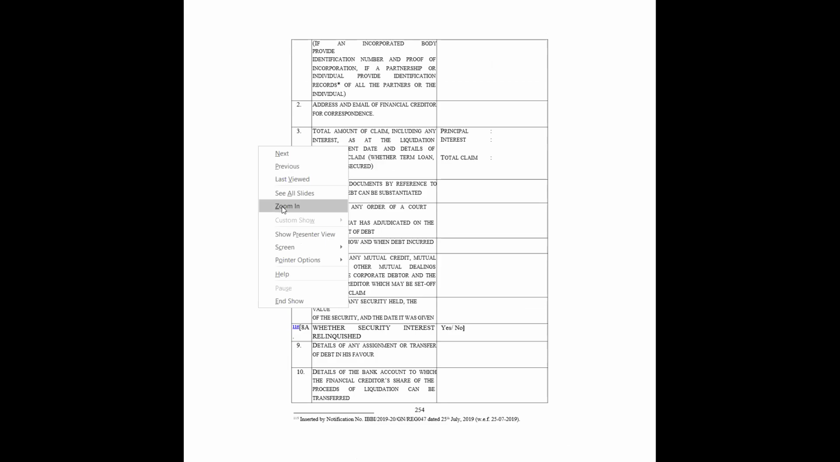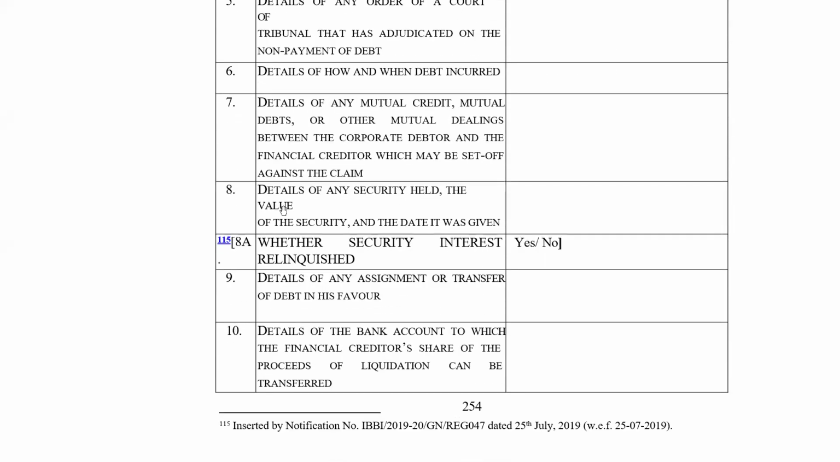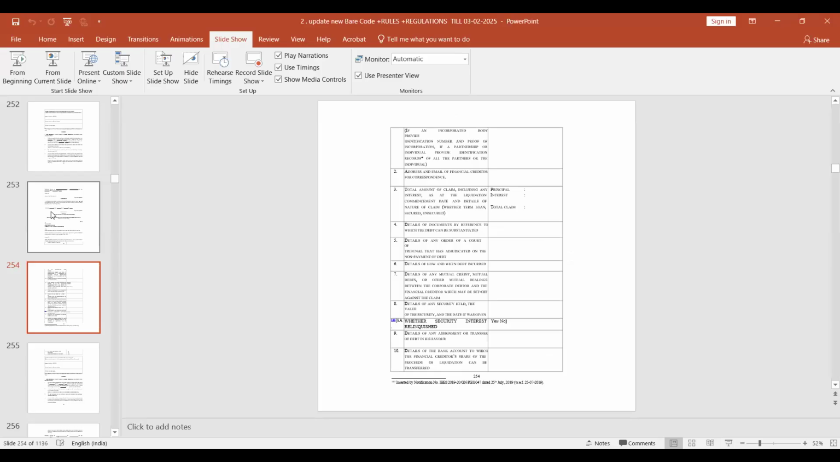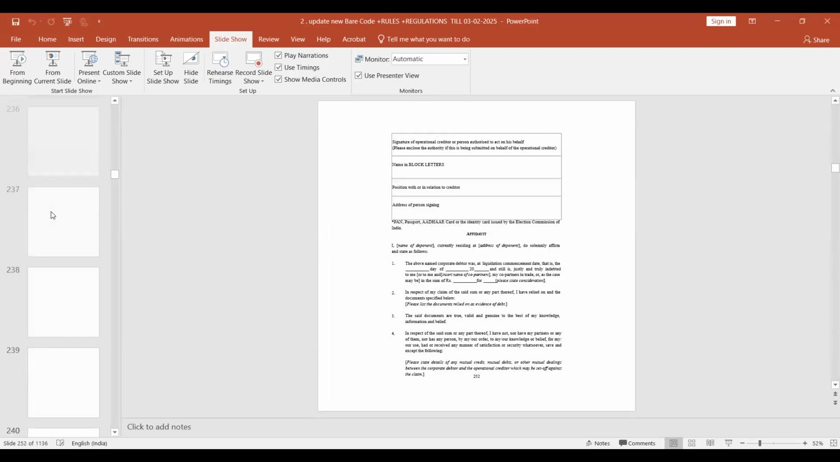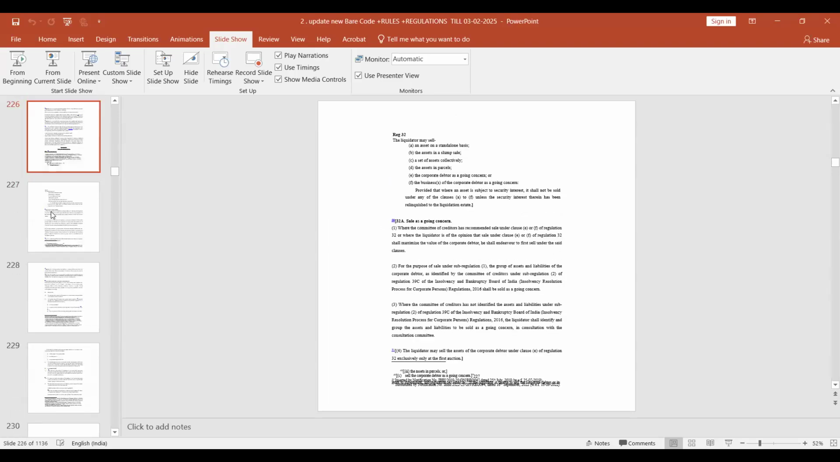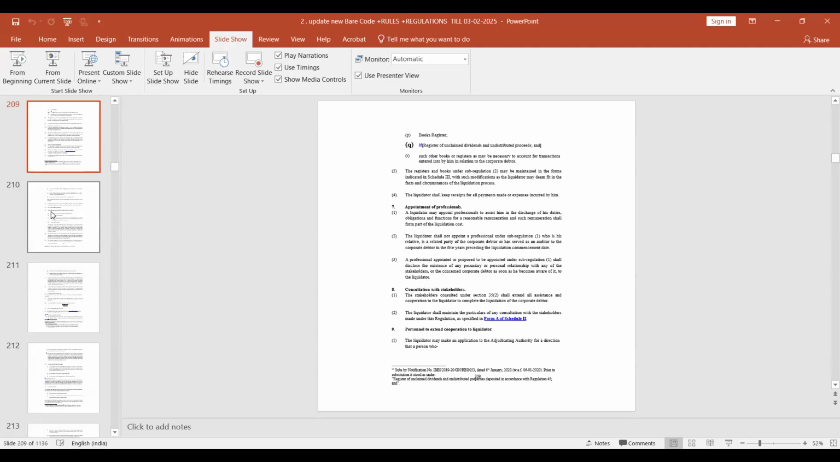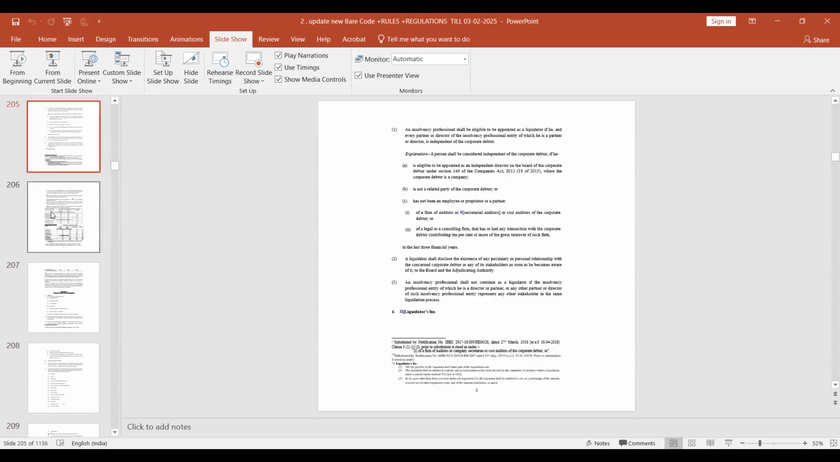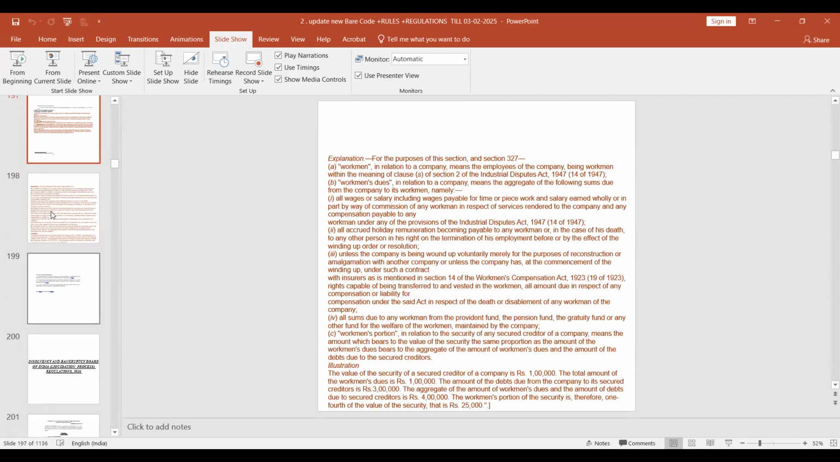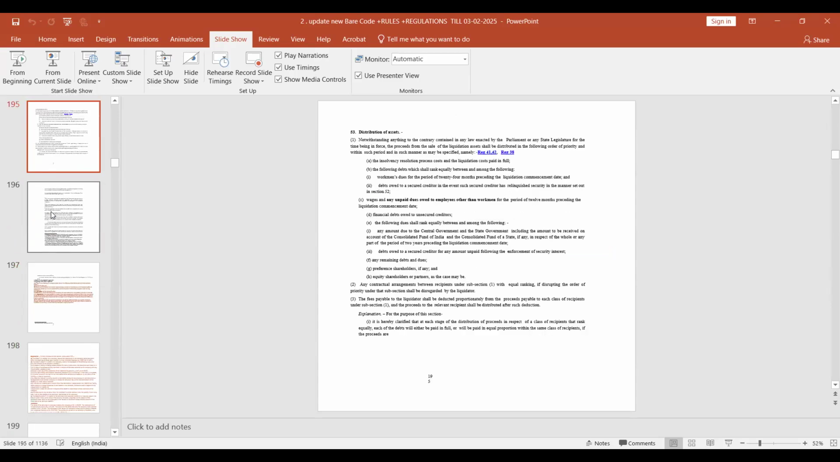I hope now it is visible on your screen. So he is saying whether the security interest is relinquished, yes or no. This is the manner. And suppose he doesn't fill up this column, and leaves it blank, then what will be the treatment? Then it will be considered that he has relinquished his rights and the property to the liquidation estate. Very good. So this is the first step.